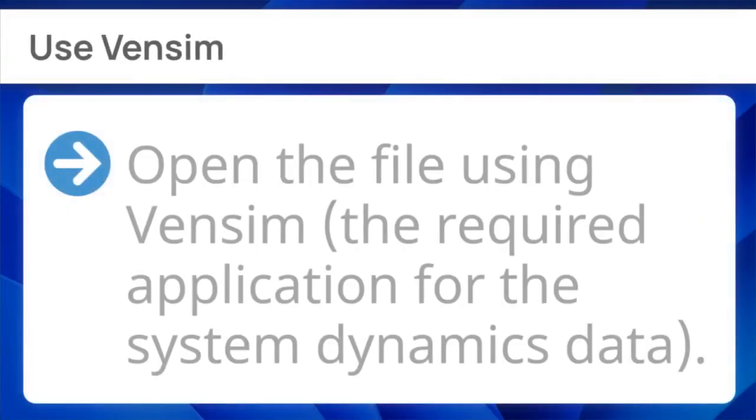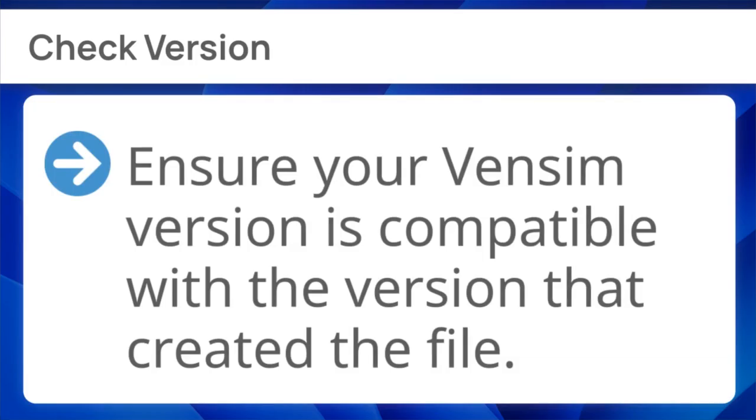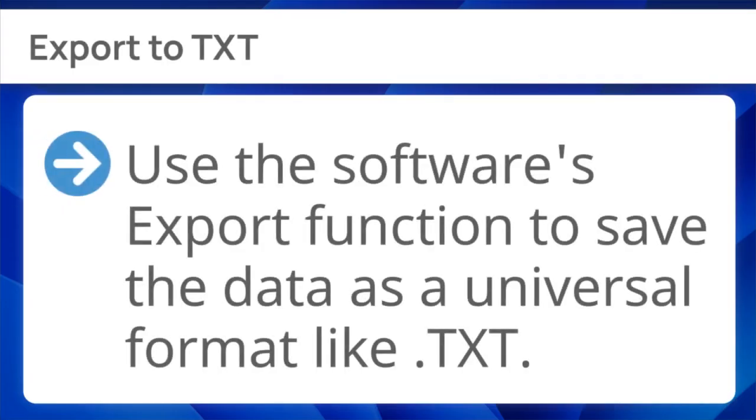First, use Vensim. Open the file using Vensim, the required application for the system dynamics data. Next, check version. Ensure your Vensim version is compatible with the version that created the file. Finally, export to TXT. Use the software's export function to save the data as a universal format like .txt.